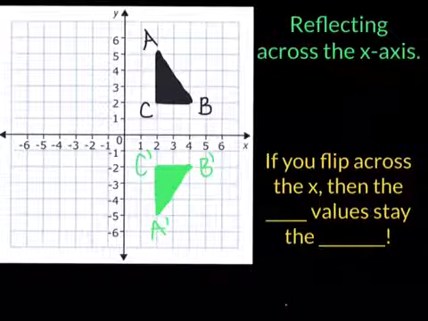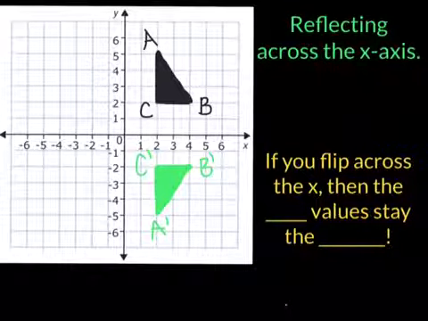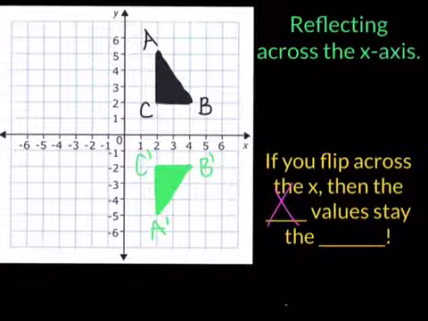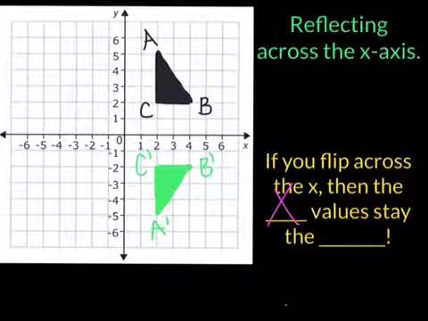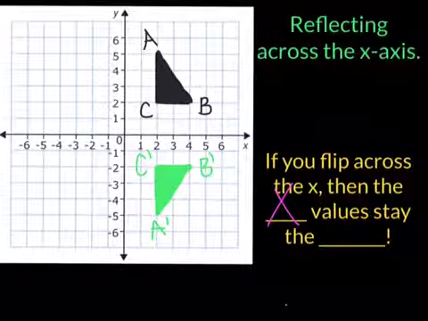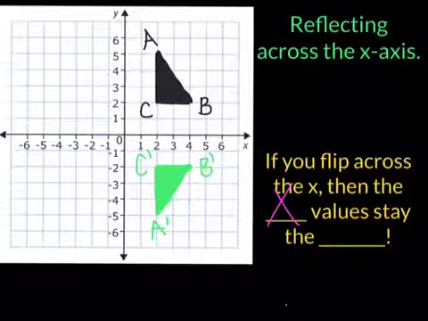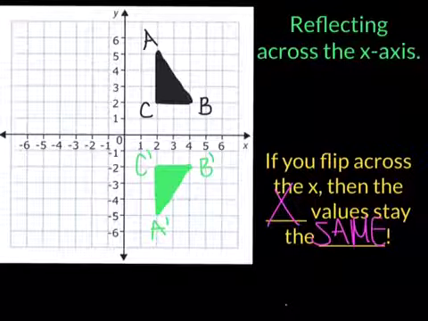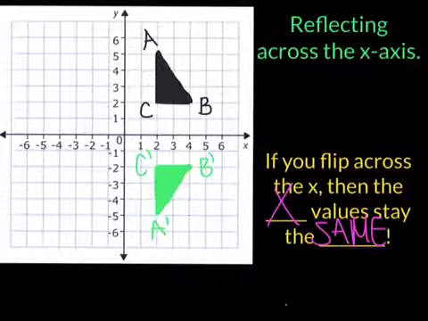And so if you flip across the X, then the X values are going to stay the same. So if we flip across the Y, the Y stays the same. If we flip across the X, the X stays the same. Ooh, I can't write there. Let's try that again. But as soon as I get through writing this, let's look at the numbers, all right? Again, I'm just going to go with A. It's simple. It's out of the way.